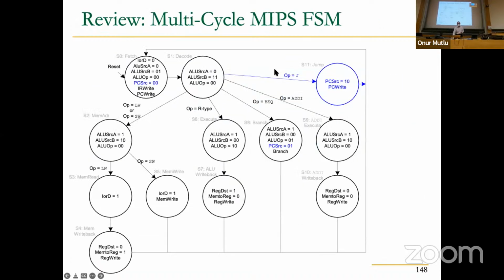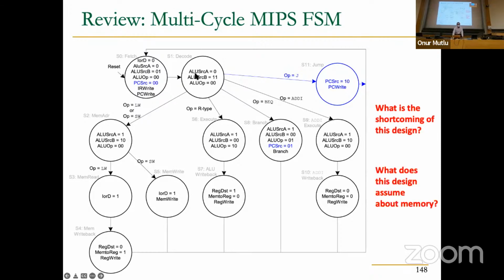We're basically done with the multi-cycle MIPS FSM. So there are shortcomings of this design. For example, here we're assuming memory takes 1 cycle, but that's easy to fix actually. What if it doesn't take 1 cycle? What if it takes 100 cycles? Well, memory tells you when it's ready. So you stay in the memory access state until memory tells you that it's done.